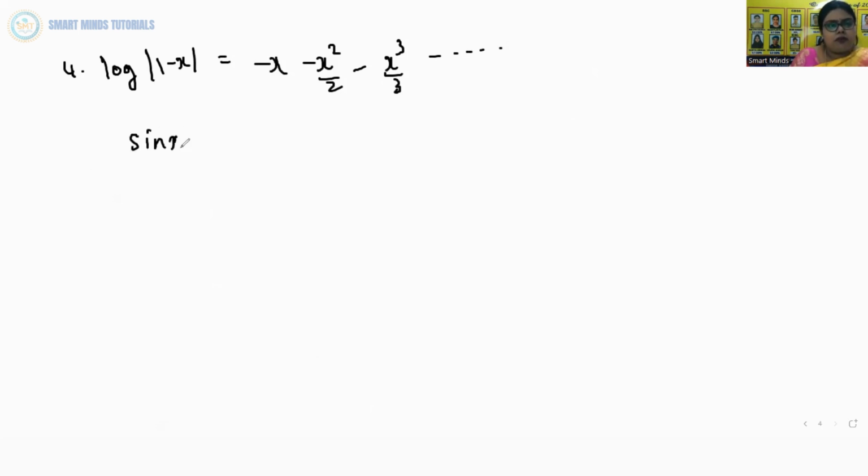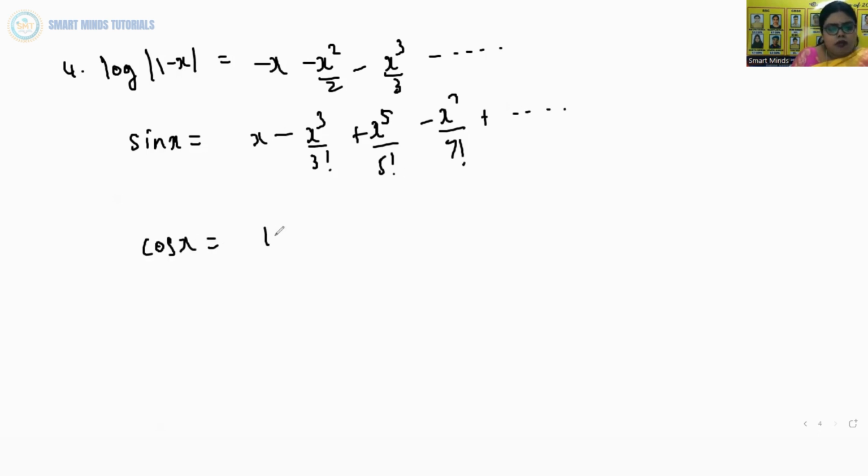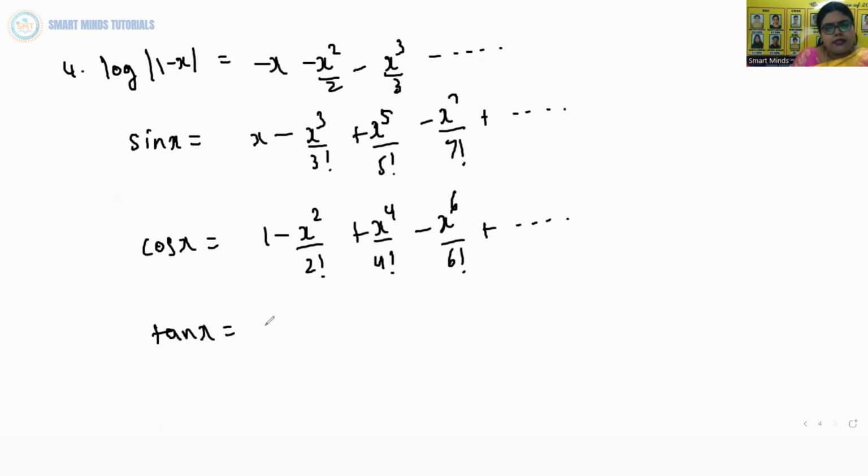And the sin x formula is x minus x cube by 3 factorial plus x power 5 by 5 factorial minus x power 7 by 7 factorial plus so on. And the cos x expansion is 1 minus x square by 2 factorial plus x power 4 by 4 factorial minus x power 6 by 6 factorial plus so on. And tan x is x plus x cube by 3 factorial plus x power 5 by 5 factorial plus so on.